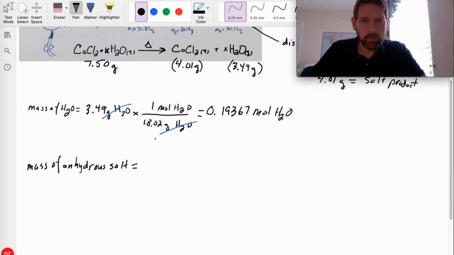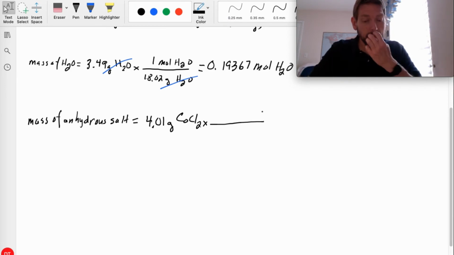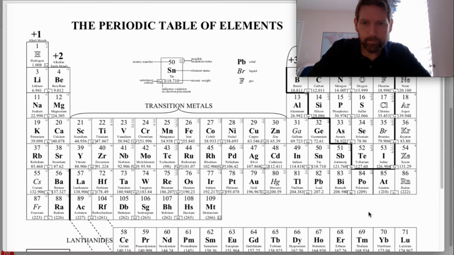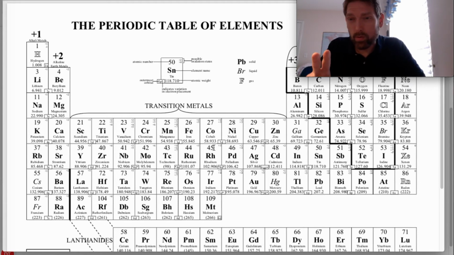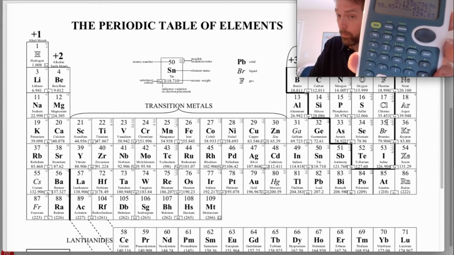So let's come up here. We had 4.01 grams, and this is our cobalt 2 chloride. All right. And so we need to figure out. All right. So we go to our cobalt, so we've got 58.93, right? So that's 58.93 plus, cobalt 2 chloride, so there's 2 chlorines. Right here, chlorine 35.45, so that was plus 35.45 times 2, 129.83. Double check my math, we should get 129.83.